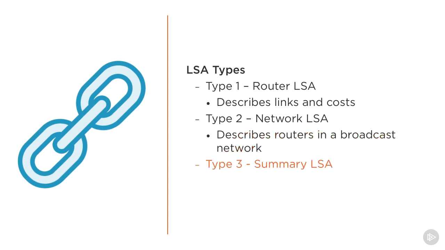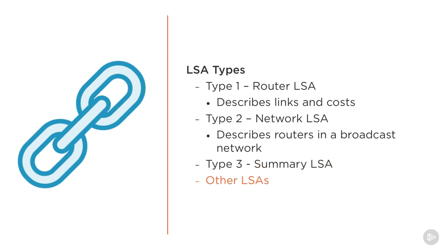Next, we have a Type 3 LSA. Type 3 LSAs are used in multi-area OSPF. These are called summary LSAs. We can actually summarize our networks in OSPF to reduce the number of LSAs that are propagated through our system.